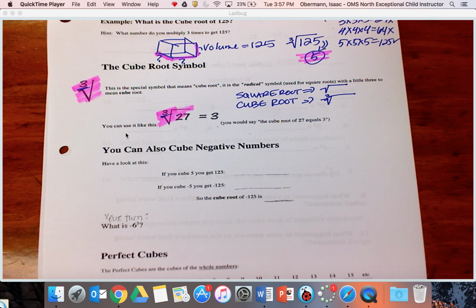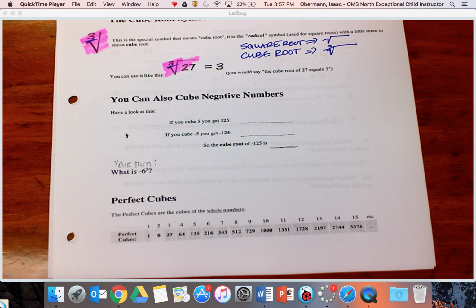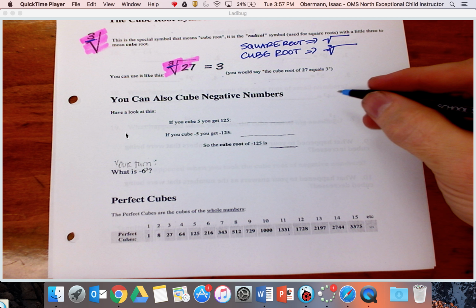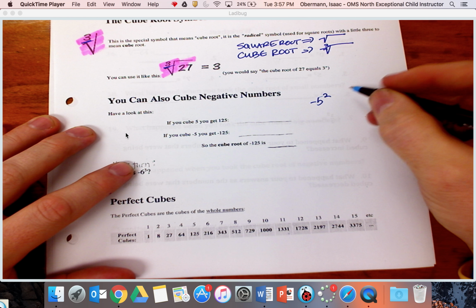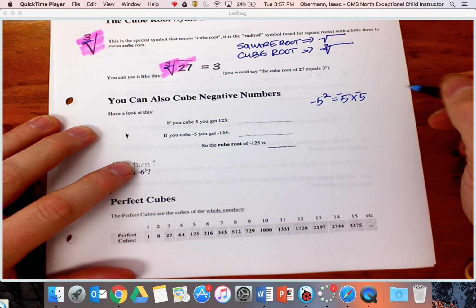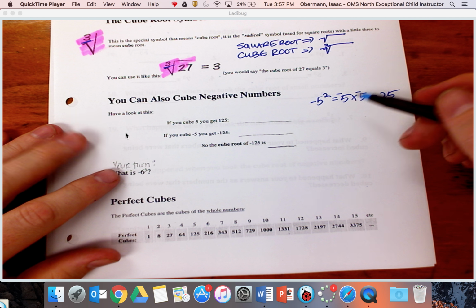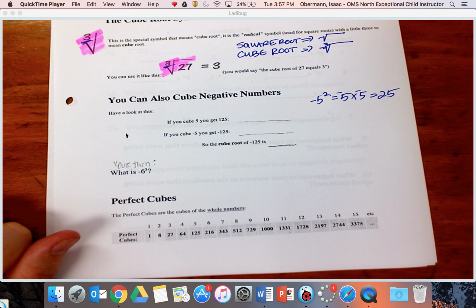All right? Now, one other last thing I want you to know about cube roots: you can also have negative numbers. In a square root, we can't have negative numbers. Because if I squared negative 5, that's negative 5 times negative 5, and a negative times a negative gives me a positive. So if I took the square root of this, it just tells me 5. I will not be able to get a negative. But on cube roots, I can get a negative.